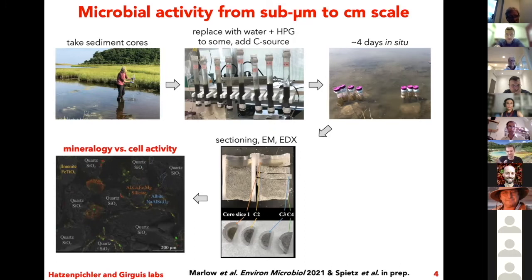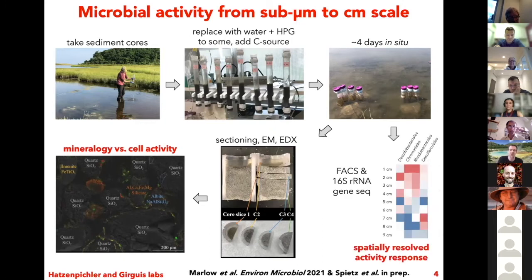In addition, as you see in this picture, we had parallel cores that were treated differently, in which the individual cores were sectioned in 1 centimeter increments, and in which the translationally active microorganisms that were fluorescently stained were sorted using fluorescence activated cell sorting, and the taxonomy of these organisms was revealed using 16S rRNA gene sequencing.